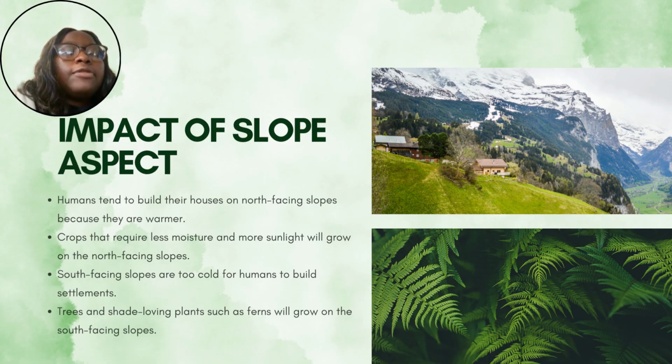So now let's quickly define the impact of the slope aspect, right? So normally humans will build their houses on north-facing slopes because again, that'll be a warmer region. And then crops that might require less moisture and more sunlight will also be planted on the north-facing slopes. South-facing slopes are usually too cold, right? And so we don't tend to have houses that are built there. However, trees and shade-loving plants might grow on those places, think of things like ferns as well that might prefer those regions, all right?